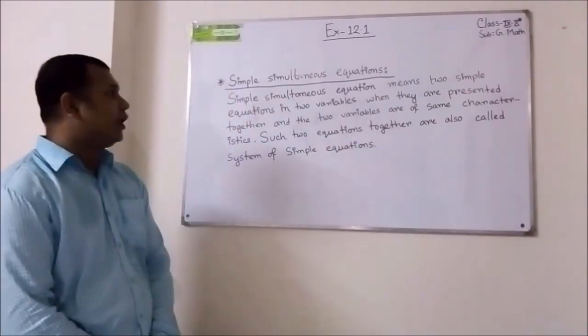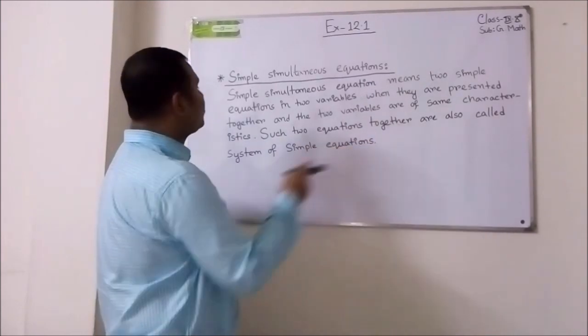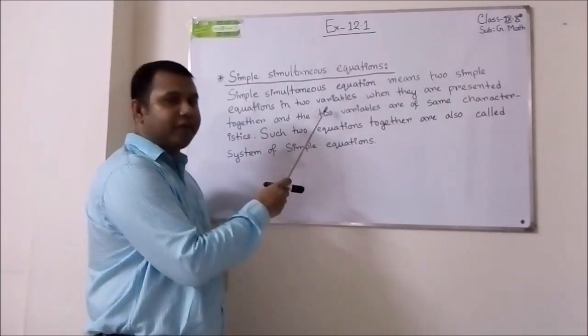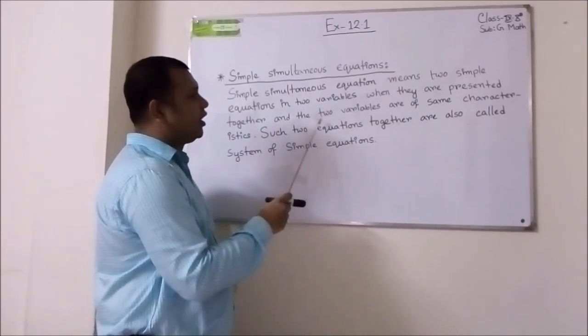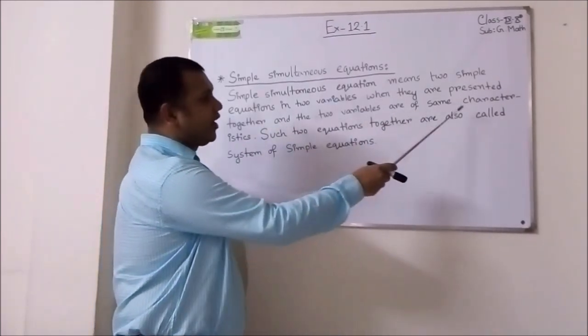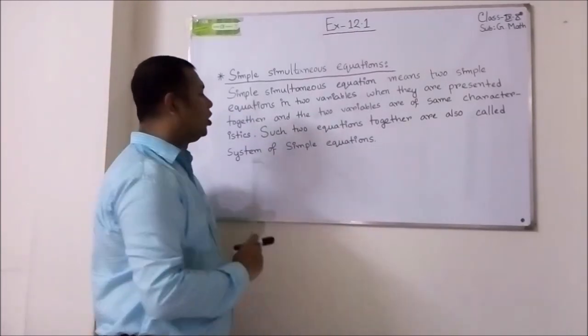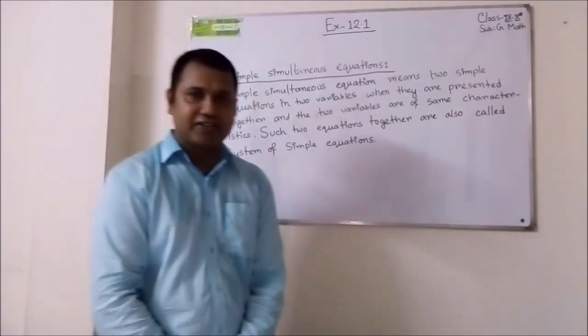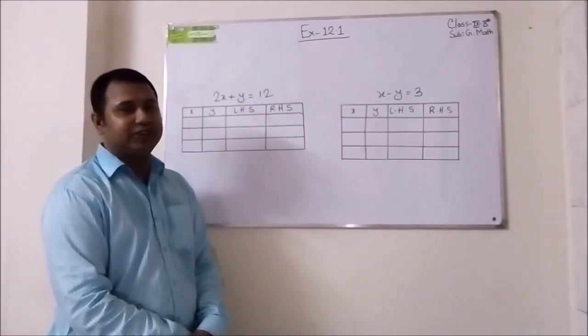Here on the board, you can see simple simultaneous equation means two simple equations in two variables when they are presented together and the two variables are of the same characteristics. Such two equations together are called a system of simple equations. So here on the board you can see two simple equations.